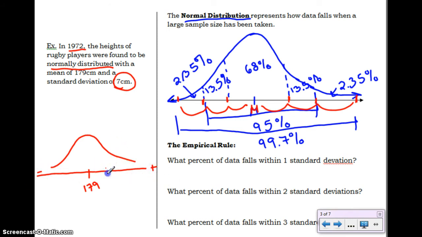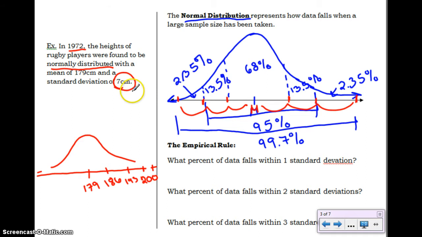So we're going to come here. 179 plus 7. So I now have 186 centimeters. I'm going to add again 186 plus another 7. So that is going to be 193. And then I'm going to add one last time. 193 plus 7 gives me 200.